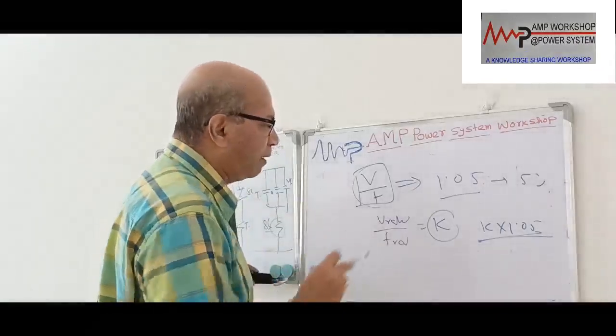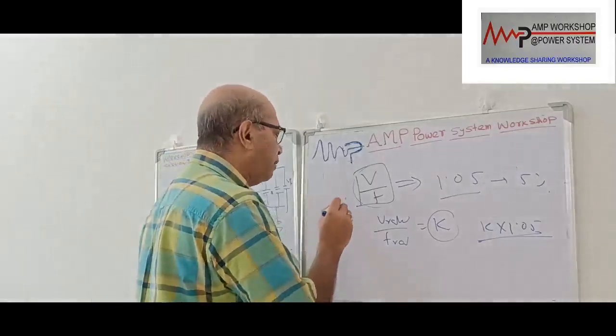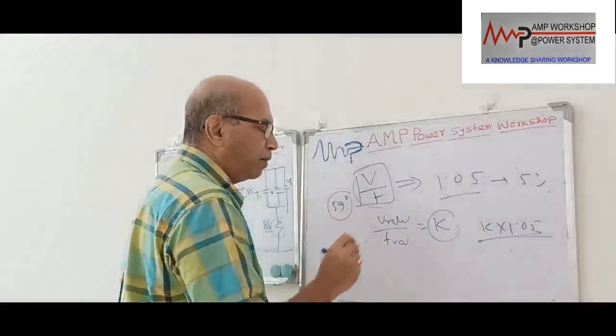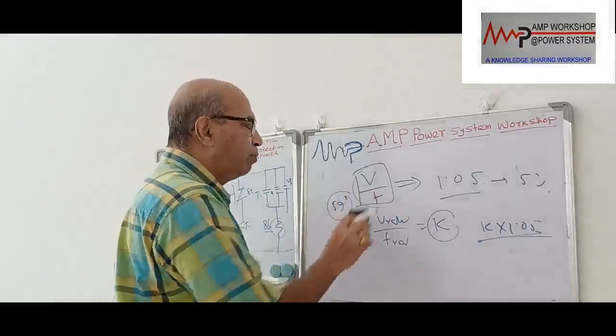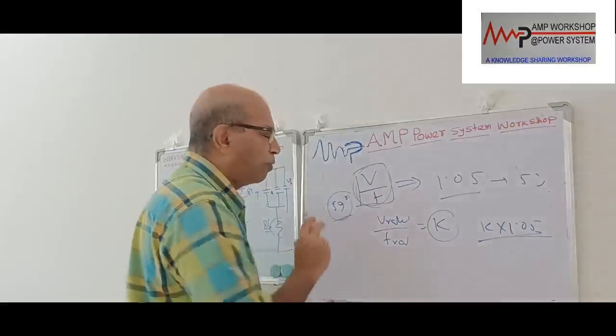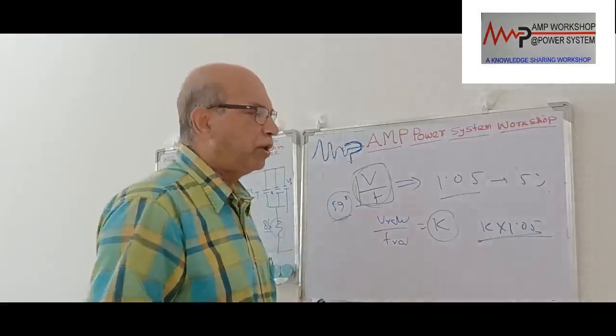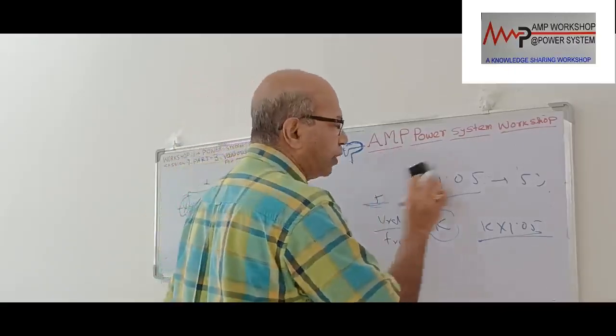So we provide over voltage protection by V by F protection. In addition to this, we can provide a 59 protection from the PT also. Okay, so that is also a possibility, but normally we provide V by F. When the V by F protection is not viable, in that case we normally provide 59 over voltage protection. Okay. This is the transformer over voltage protection.